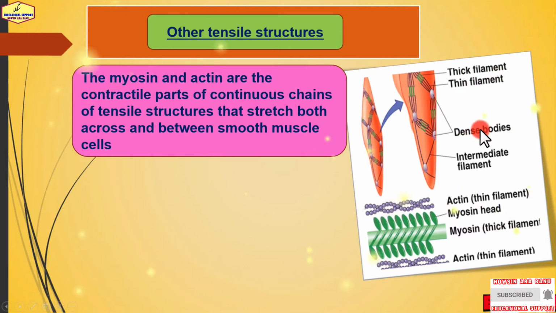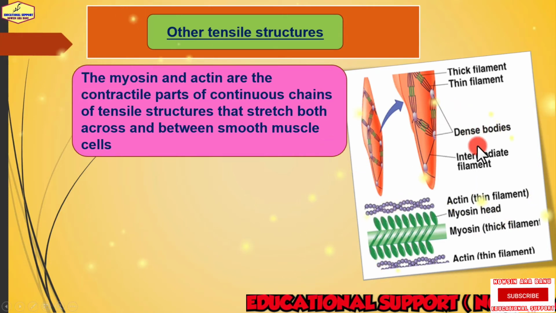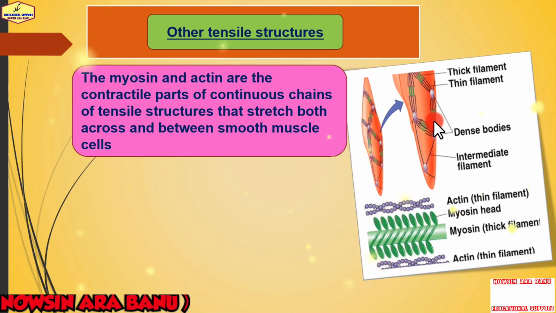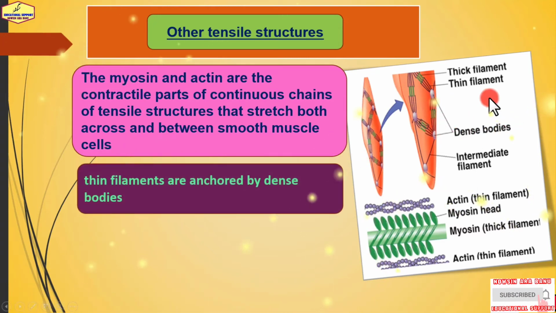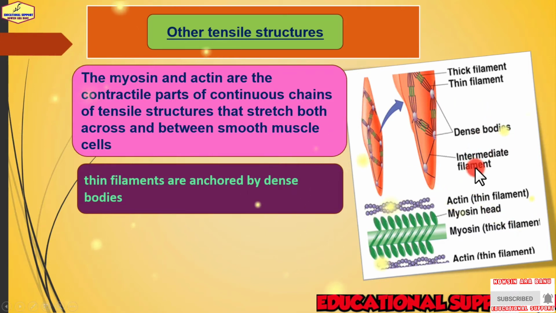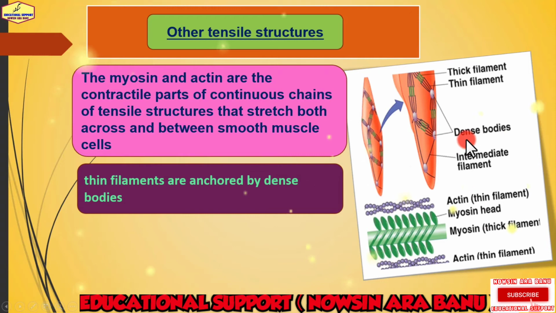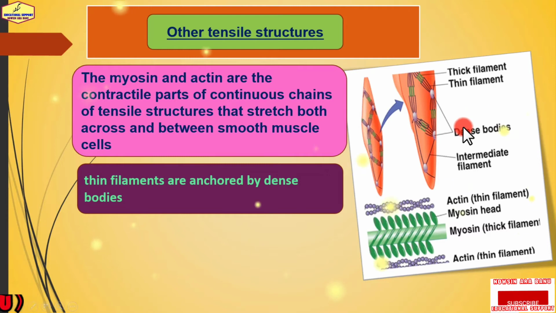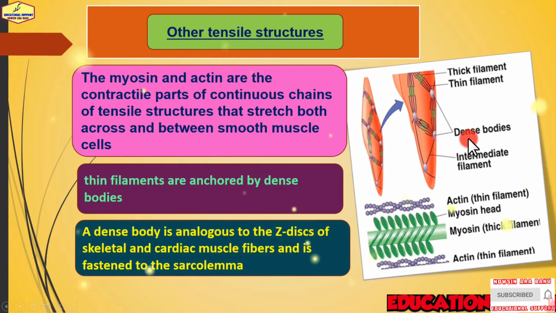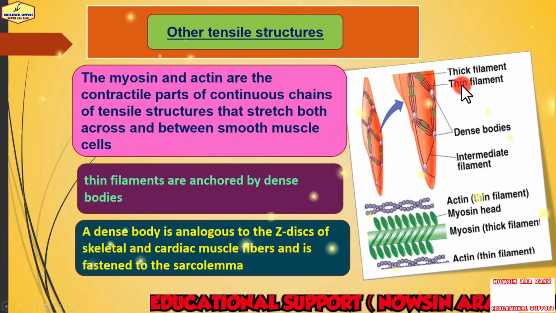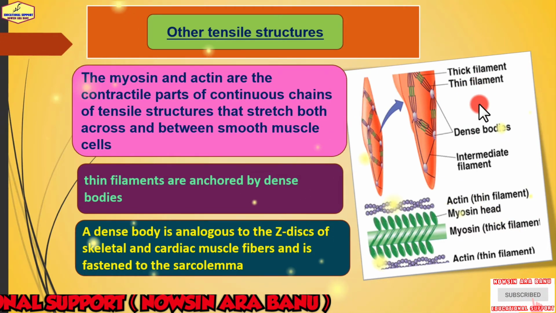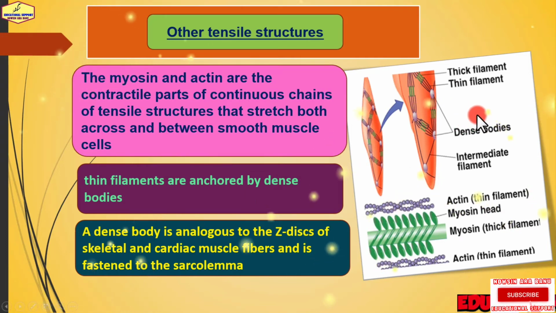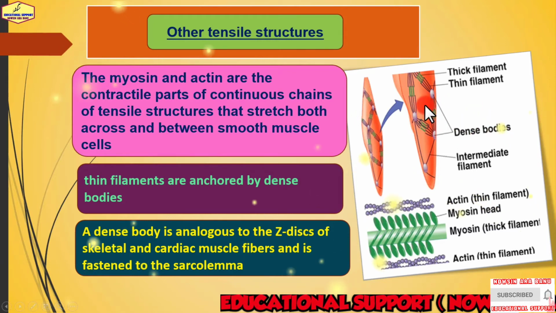Do you know what a dense body is? A dense body is analogous to the Z-disc of the skeletal and cardiac muscle fibers and is fastened to the sarcolemma. Dense bodies are rich in alpha-actinin and also attach intermediate filaments, and thereby appear to serve as anchors from which the thin filaments can exert force. Dense bodies are associated with beta-actin, which is the type found in the cytoskeleton.